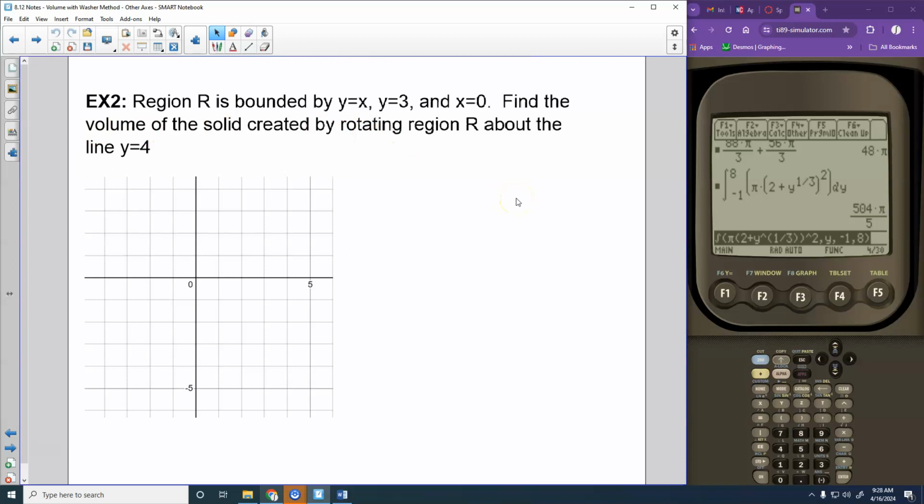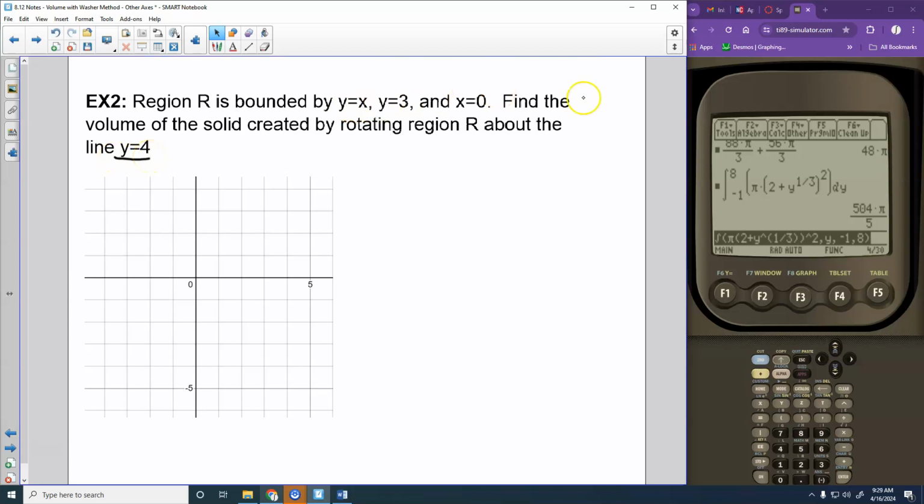All right, so region R is bounded by y equals x, y equals 3, and x equals 0. Find the volume of the solid created by rotating region R about the line y equals 4. So are we rotating around a horizontal or a vertical line? Horizontal, right? Y equals 4 is a horizontal line.